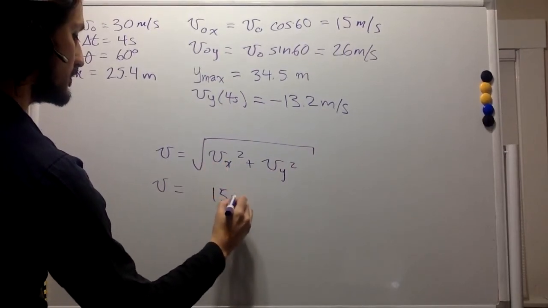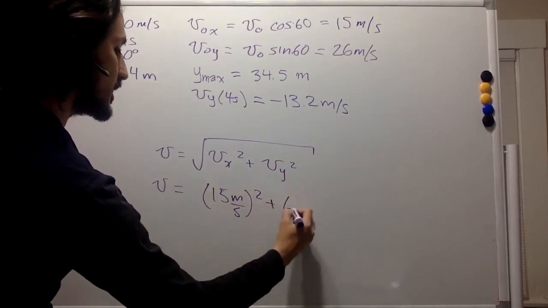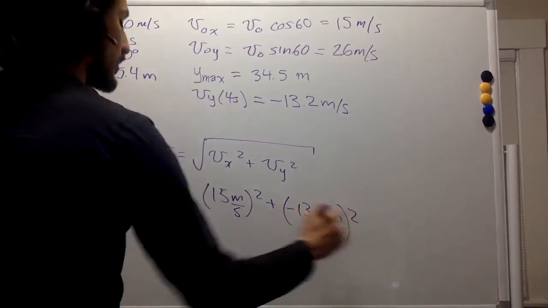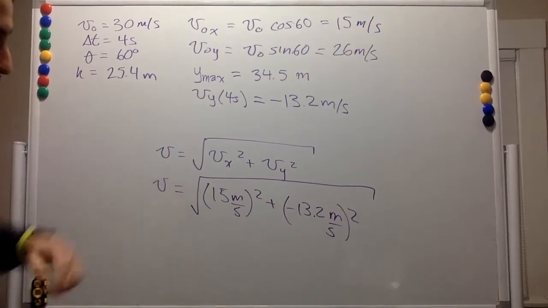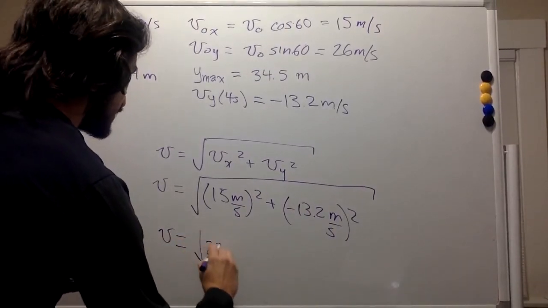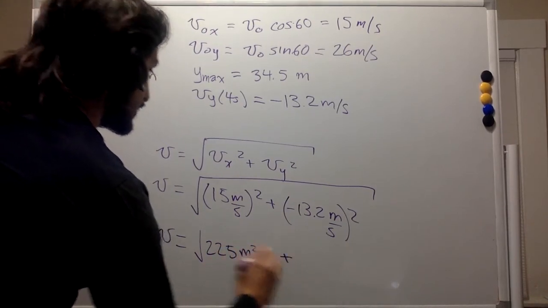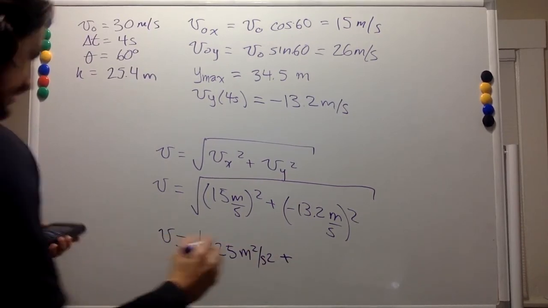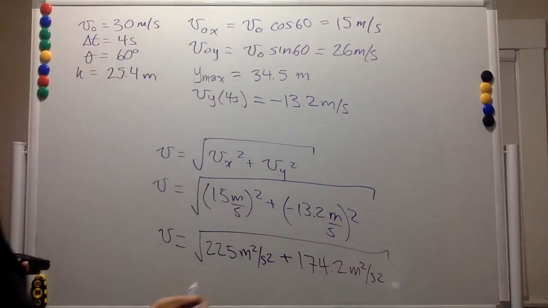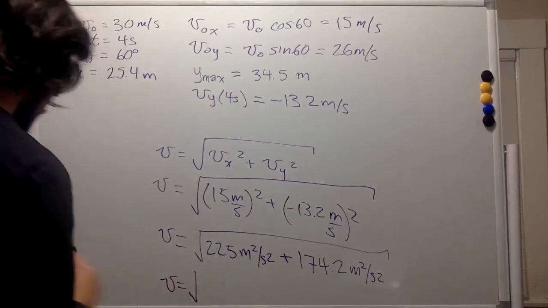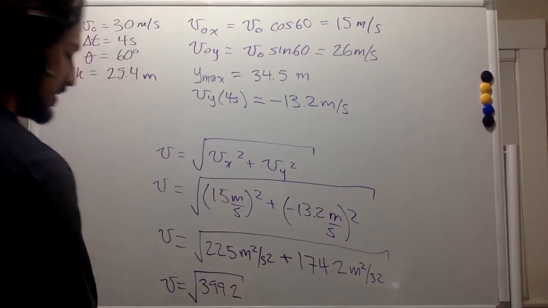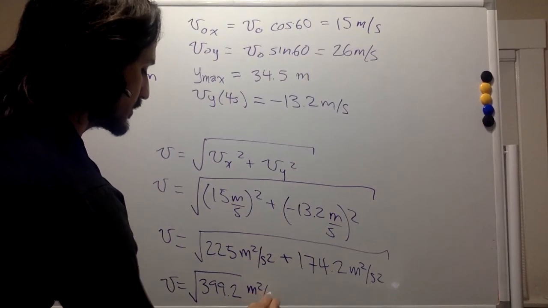So it's the 15 meters per second squared plus the negative 13.2 meters per second squared. And notice that the negative is going to go away because this is squared, which makes sense because this is a magnitude only. So then this is the square root of 225 meters squared per second squared plus 174.2 meters squared per second squared. So if we add them, it's going to be the square root of 399.2 meters squared per second squared.